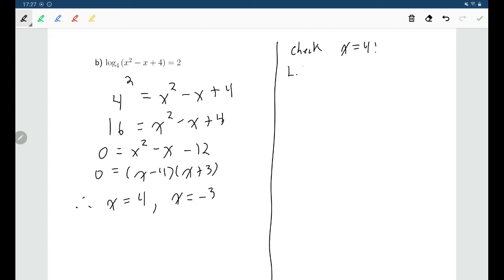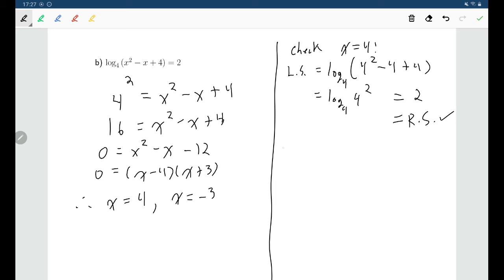So if we put 4 into the left side of our equation, we would have log base 4 of 4 squared minus 4 plus 4, which is log base 4 of 4 squared. And 4 to what power gives you 4 squared? The answer is the power is 2. And conveniently enough, that is indeed equal to what we have on the right side. So 4 is a solution. Yay.